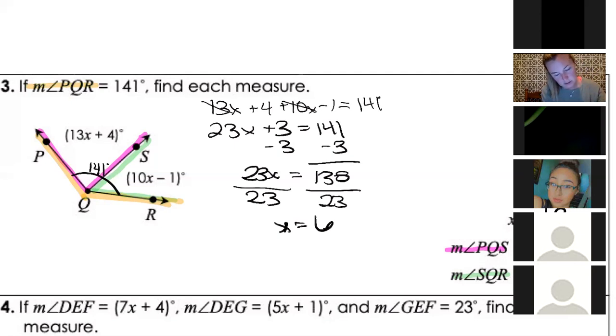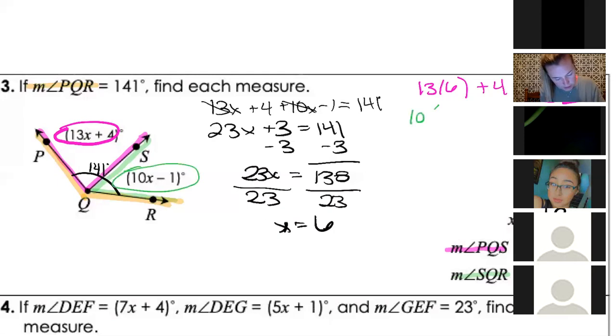So I'm gonna change my pen color here. We're gonna plug into the pink right now. And I'm gonna do it over here in pink. So we have 13 times 6 plus 4. So you can just use a calculator. And you get 82. Well, we're talking about the pink angle, so we can go down here and fill that in. And then when we look at the green one, right here, we can plug it in. So we have 10 times 6 minus 1. This should be pretty easy. We should be able to do that in our head. We get 59.